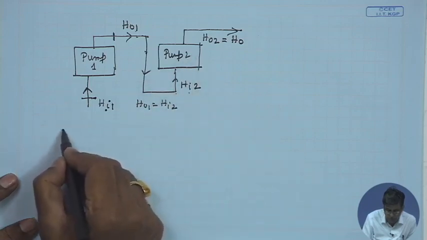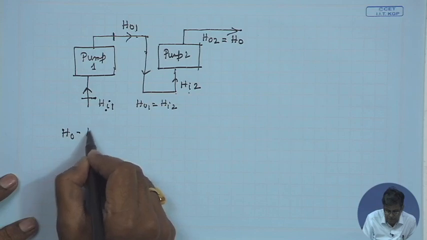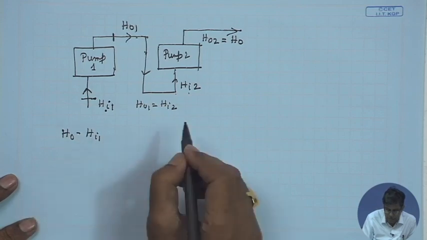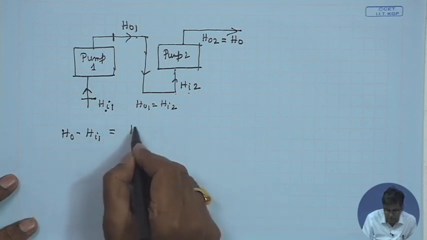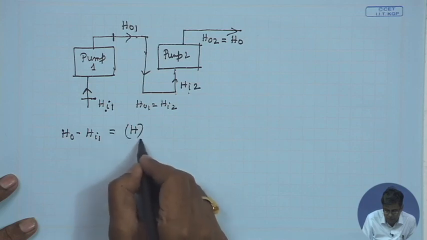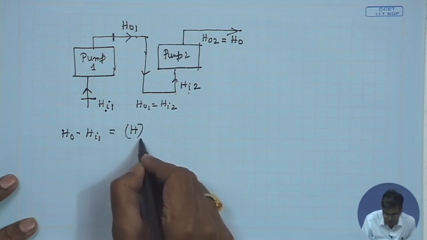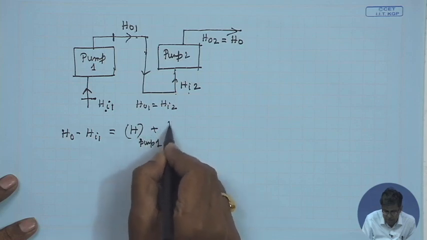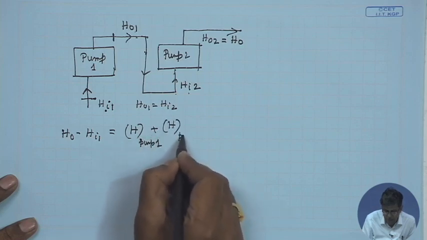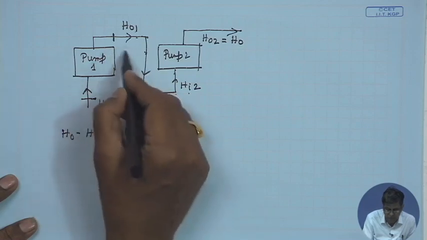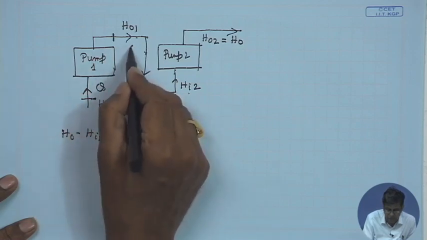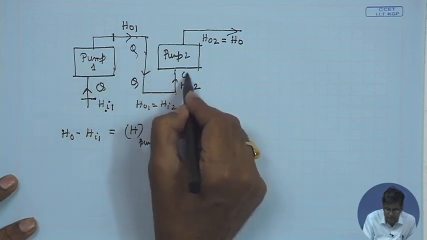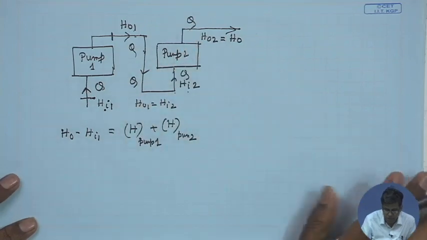Therefore, the total head developed, HO2 minus HI1, is the head developed by pump 1 plus the head developed by pump 2, whereas the same flow Q goes through, Q remains the same. This is the series connection, it is the most simple thing.